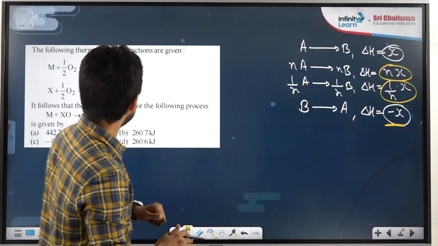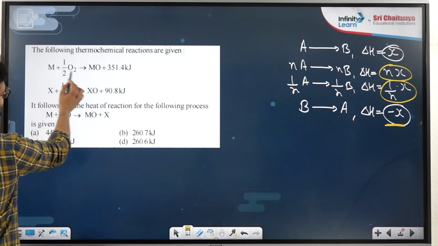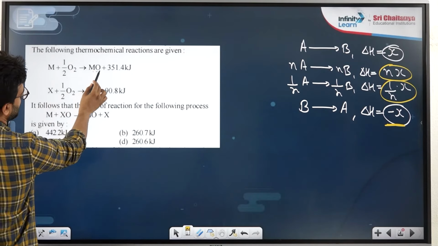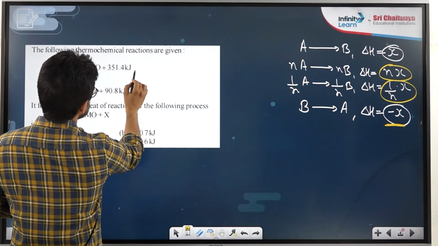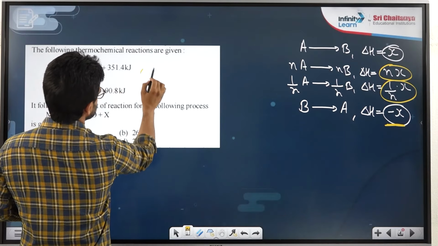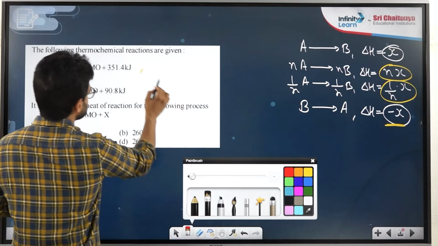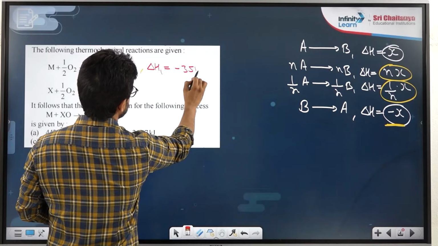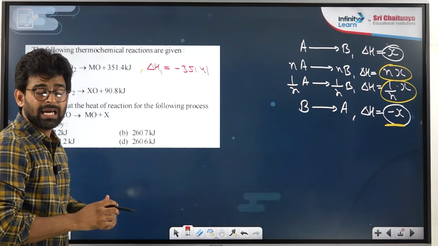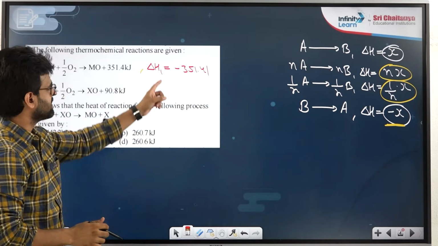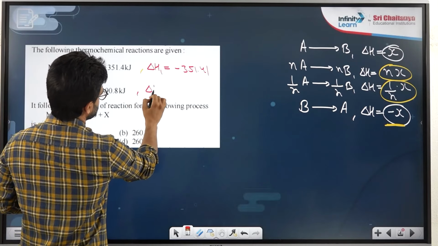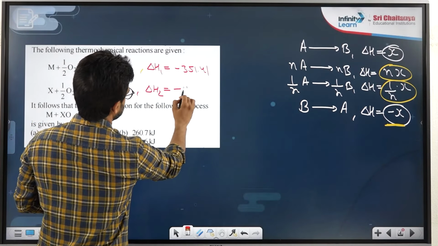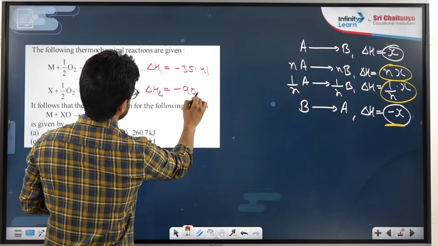The first question they are saying here, they have given this reaction: M plus half O2 giving MO, along with this heat. So I can say the delta H for this reaction is minus 351.41. As heat is added with the product, it is an exo reaction. Next, delta H2 is minus 90.8 kilojoule. So now using these two equations, we have to find delta H for the third equation.